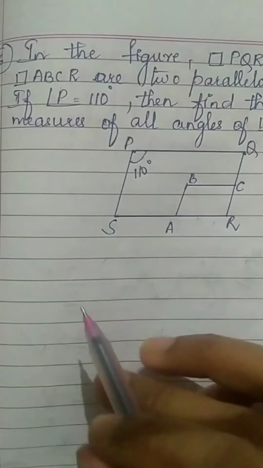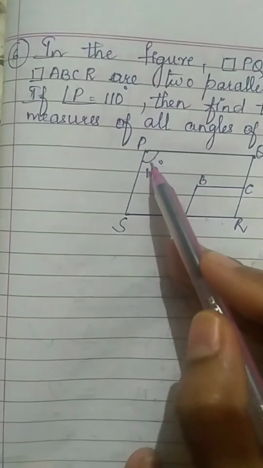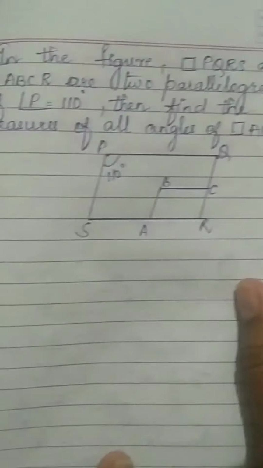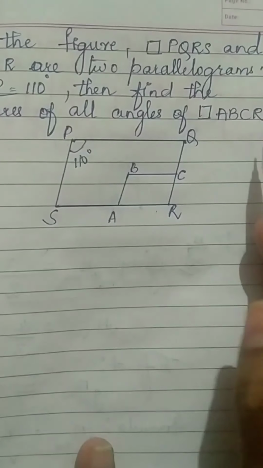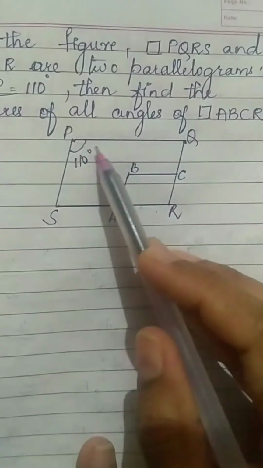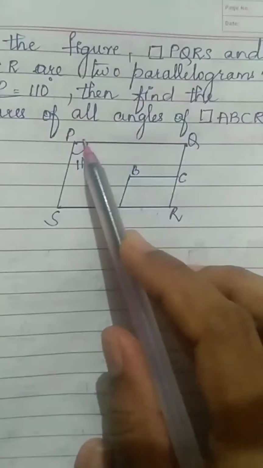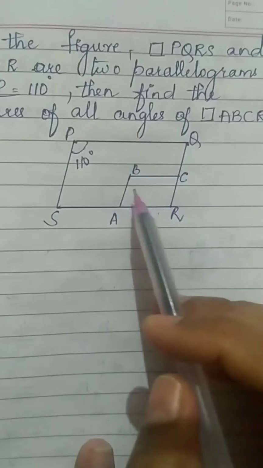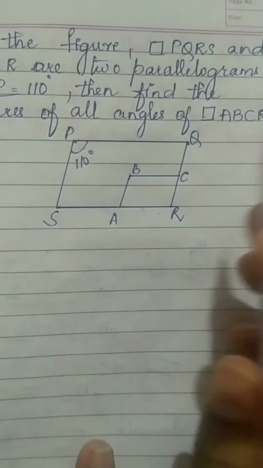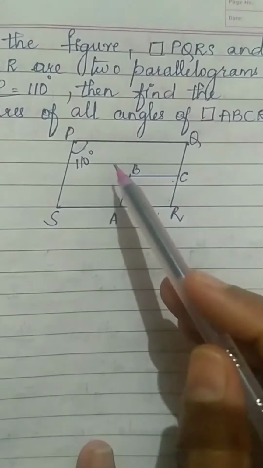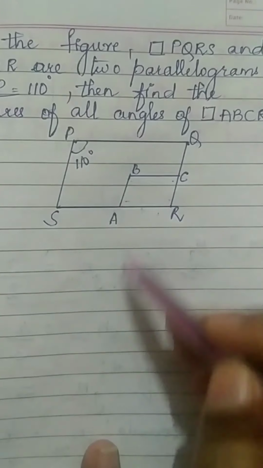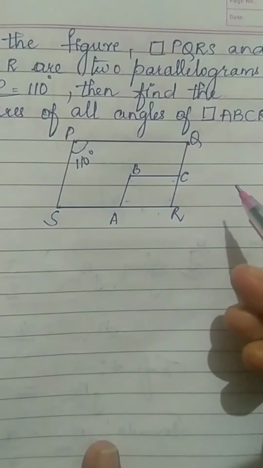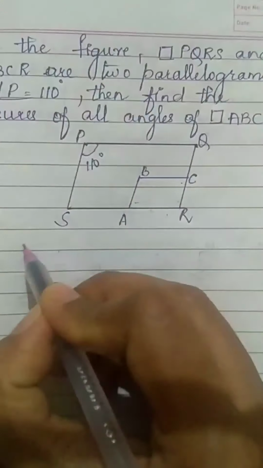Both are parallelograms, that is given. Angle P is 110 degree. Then find the measures of all angles of ABCR. This angle is given, and this bigger one is a parallelogram and this is also a parallelogram. They are asking us to find all the measures of angles of quadrilateral ABCR. Both are parallelograms. So how will you solve this?